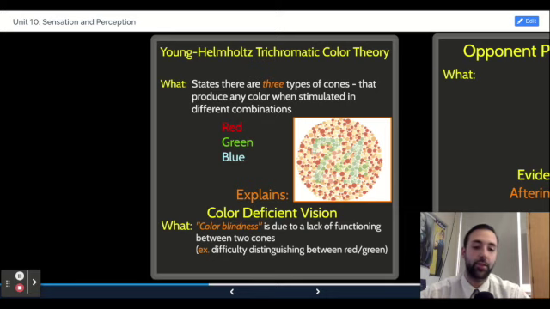Typically, what color deficient vision looks like is there being one of the three cones that is in some type of deficiency. And as a result, the individual has a difficult time differentiating colors from one another, as opposed to living in an environment that's just black and white.